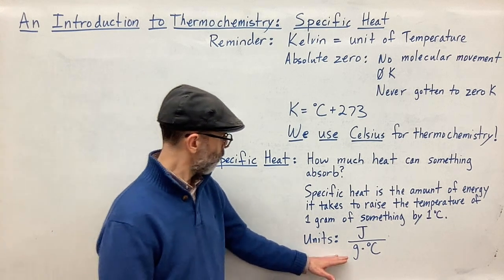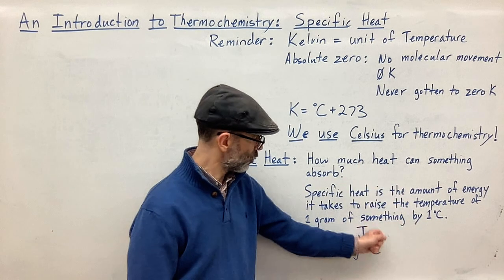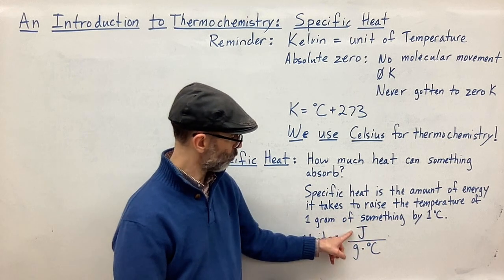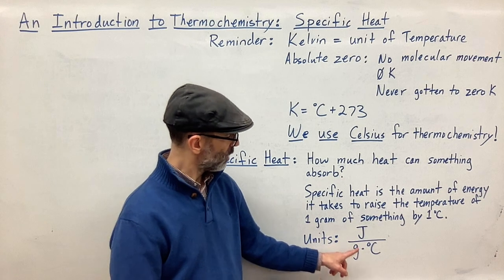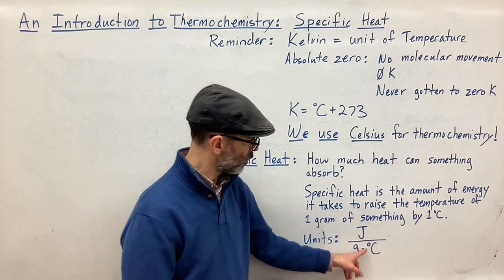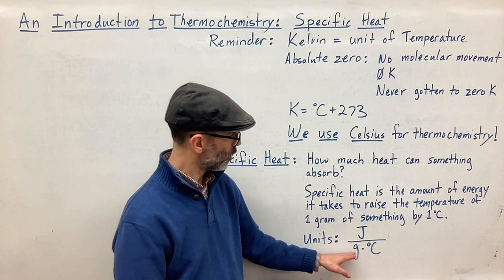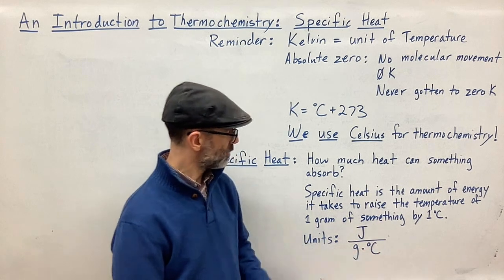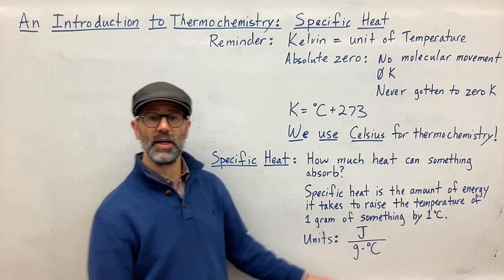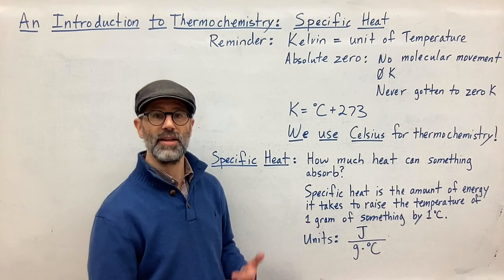And what are the units? Well, as you would imagine, based on the definition, it's going to be an energy unit, joules. So the amount of energy in joules divided by the grams and then divided by the degrees Celsius. So it's joules of energy per gram per degree Celsius. And so these are the units. This is really important because the units can be very helpful in giving us a hint of the calculations.